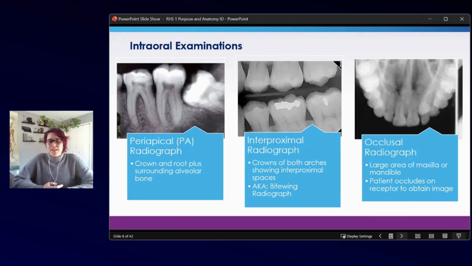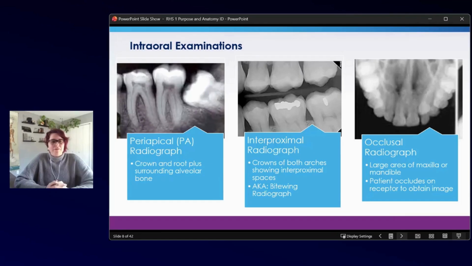The first one we have is a periapical radiograph. You'll often hear these referred to as a PA radiograph or simply a PA. If we break that word down, peri means around, apex means the root tip. So these radiographic exams will give us an image of both the tooth crown and the tooth root, plus all of that surrounding alveolar bone. So we're looking at the structures that are around the root tip.